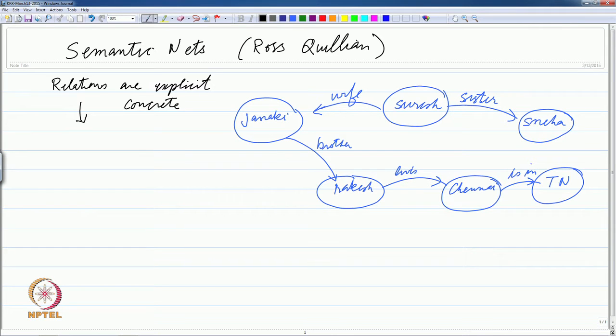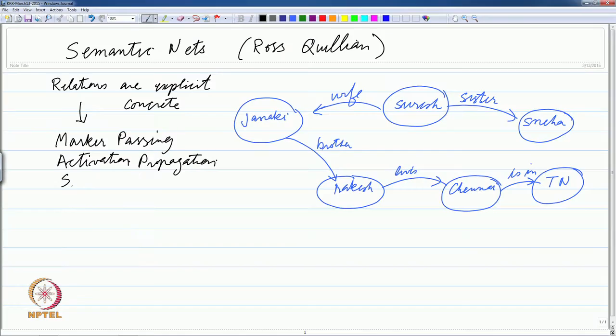Quillian also gave some algorithms for working on them. We will not go into those, but I will just mention them here. So, these are algorithms which are known as marker passing, or also known as activation propagation. The idea here is that if you want to find some relation between any two entities. So, for example, if I were to ask is Suresh in any way related to Chennai essentially, then by spreading activation, okay, that is also a term that we use, spreading activation.